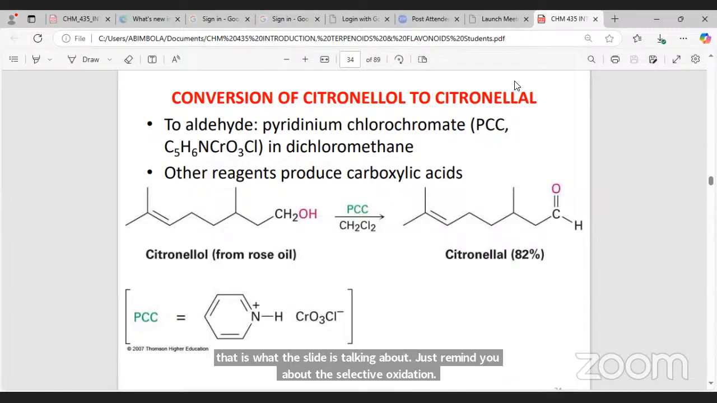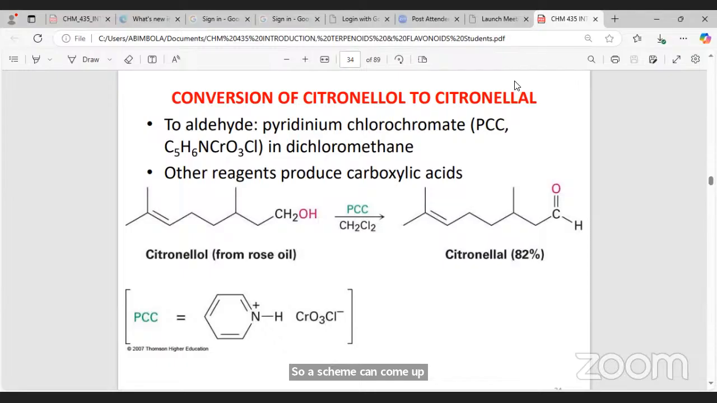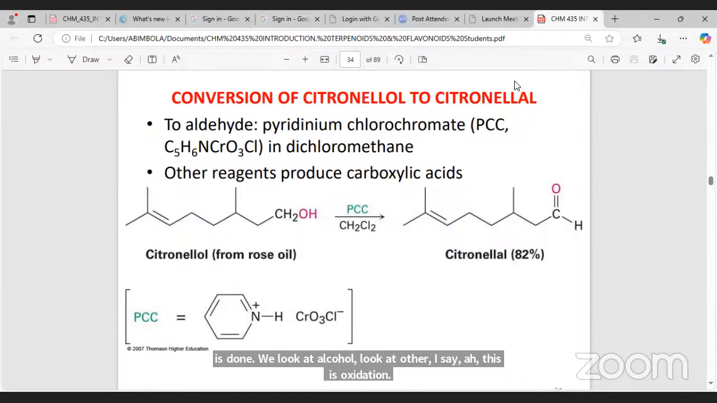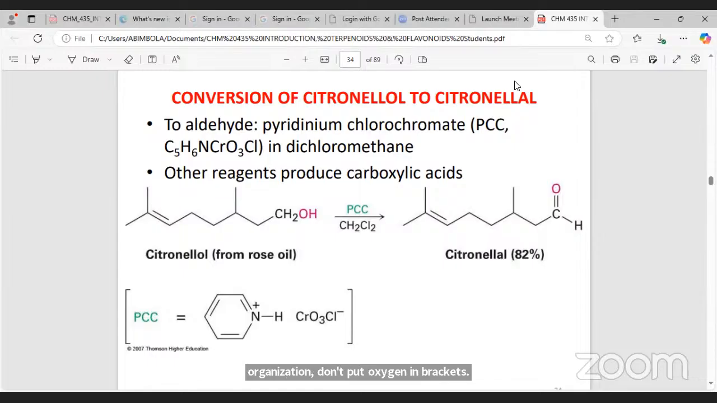So a scheme can come up and bring a reaction like citronellol to tell you how do you convert this citronellol to citronellal. How do you do the conversion? Some of you will go and use potassium permanganate. If this scheme is put and in the middle of the arrow nothing is written, we look at alcohol, look at aldehyde, I say, this is oxidation. And please, whenever you're writing a scheme of oxidation, don't put oxygen in brackets. Use a selective oxidizing agent because you know what you're doing. So in this scheme, if something like this comes out and you go and put oxygen in brackets, there's no mark for you.